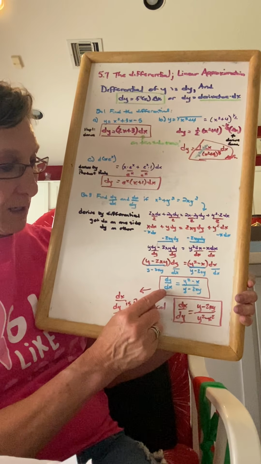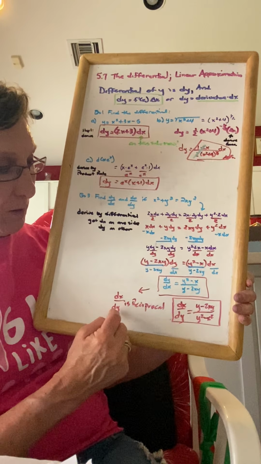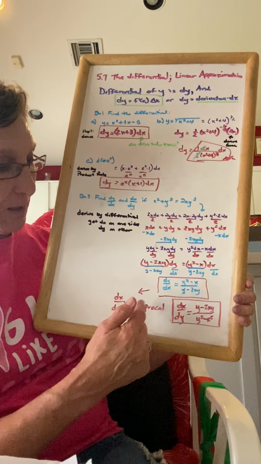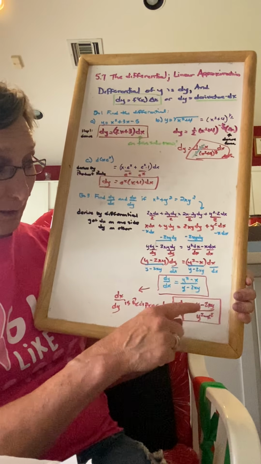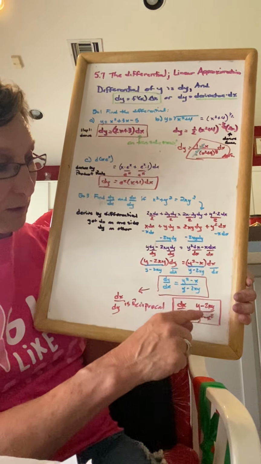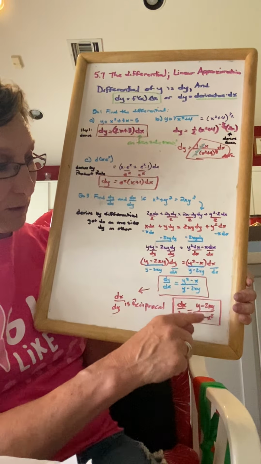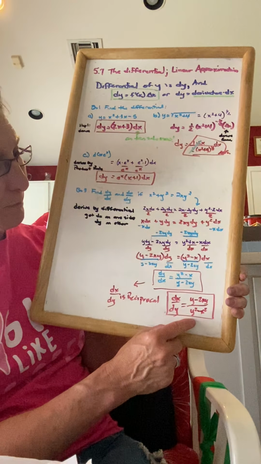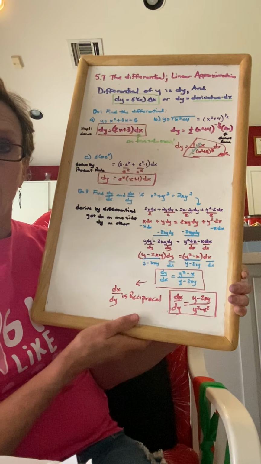Then, what did we decide? They're just reciprocals. Dx dy is a reciprocal of dy dx. So I just flipped it, literally flipped it, and wrote the other fraction on top of each other. Y minus 2xy over y squared minus x squared. That's dx dy.